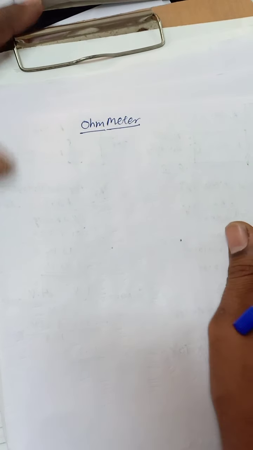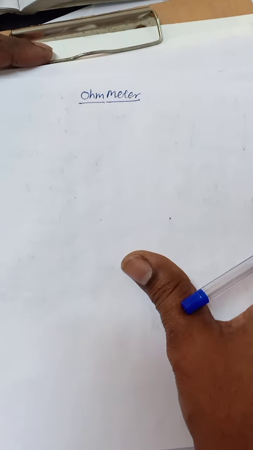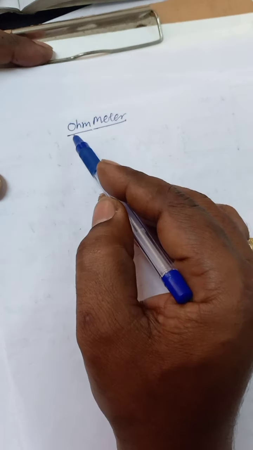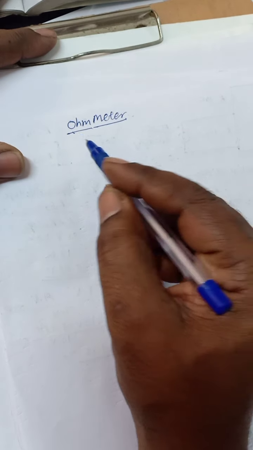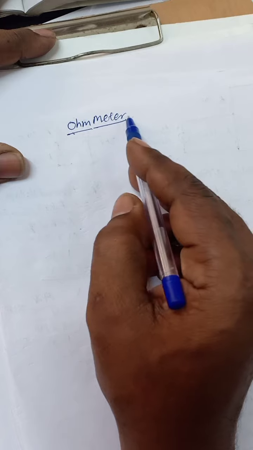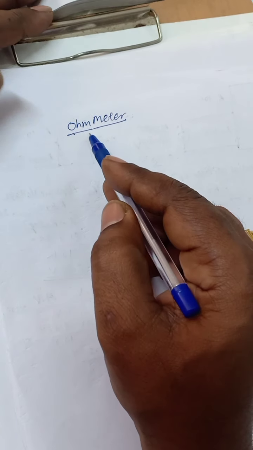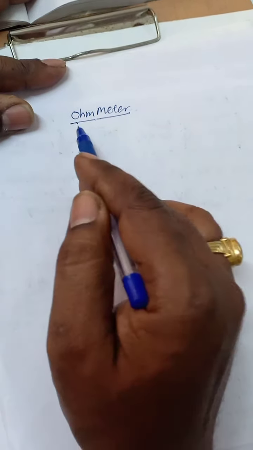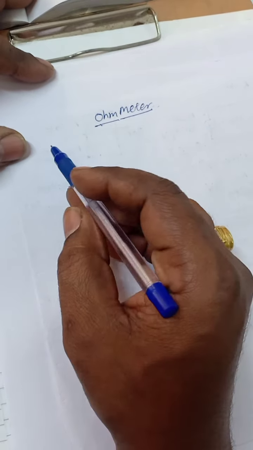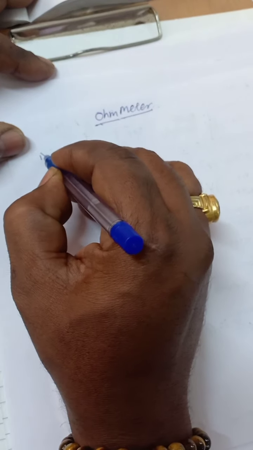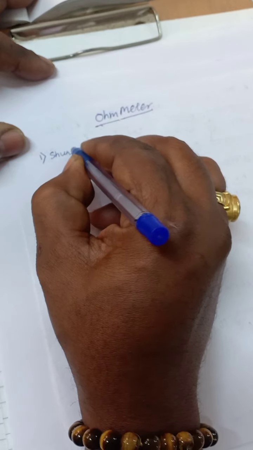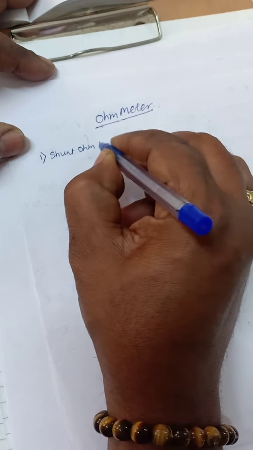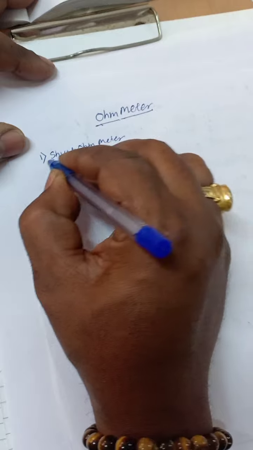Now we are going to see another application of this PMMC, which is used to measure the resistance of a resistor. To measure the resistance of a resistor we use the PMMC, and that is known as an ohm meter. With the connection there are three types. First, the ohm meter known as a shunt ohm meter.